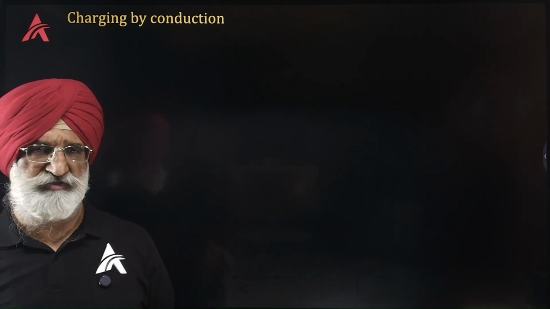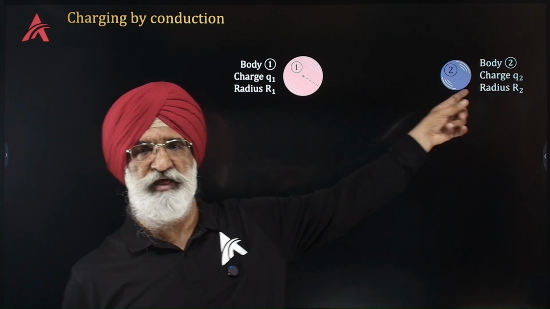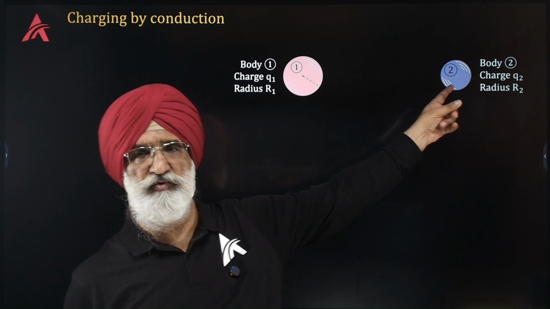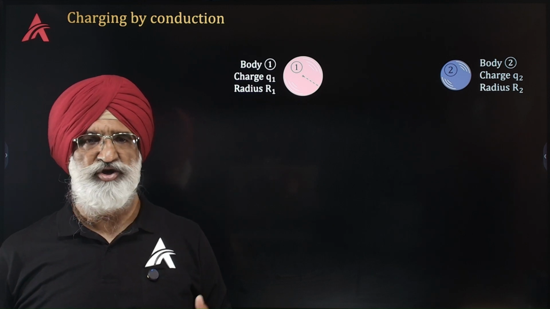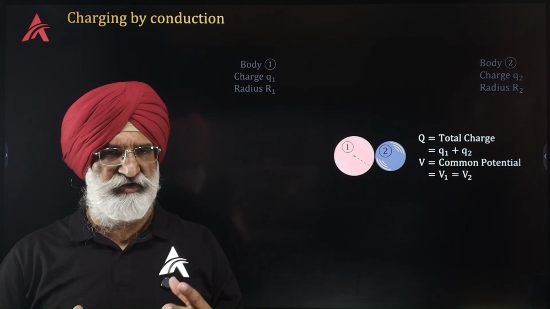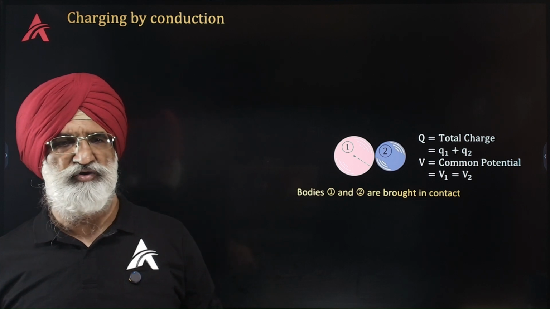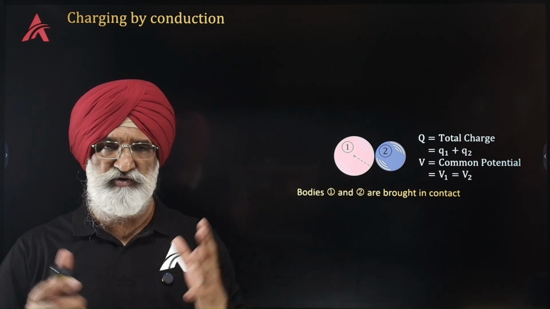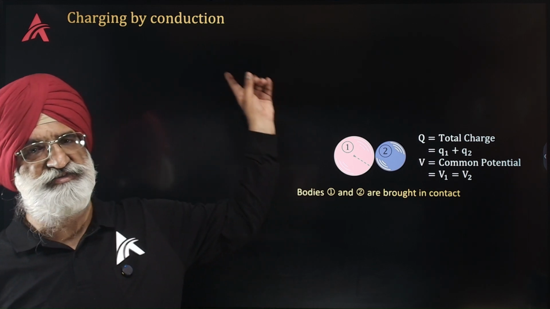Now we can take up the same process in this way. Let there be two spherical bodies, body 1 and body 2. Body 1 has a charge q1 and a radius r1, and body 2 has a charge q2 and radius r2. The charges may be different, maybe q1 is bigger or q2 may be bigger, whatever be the case. When the two bodies are brought in contact, the total charge on them will be q1 plus q2 and they will acquire a common potential. In this situation, there will be a transfer of charge between them. This transfer of charge we call conduction.